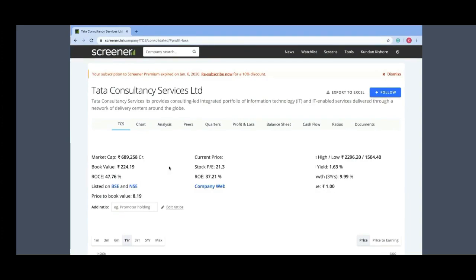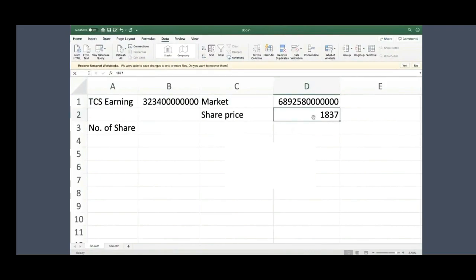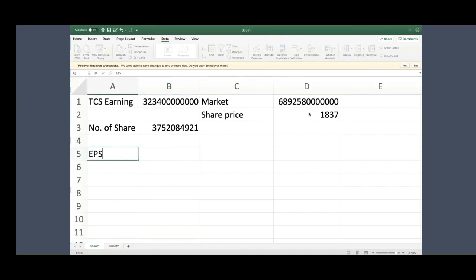So what is the formula of market capitalization? Market capitalization is nothing but number of shares times current market price. Now you know the current market price is 1837 and this is the market capitalization. So the number of shares can be calculated by dividing market capitalization by share price, and this is the total number of shares TCS has. Now, can we calculate EPS, which we can say is earnings per share?